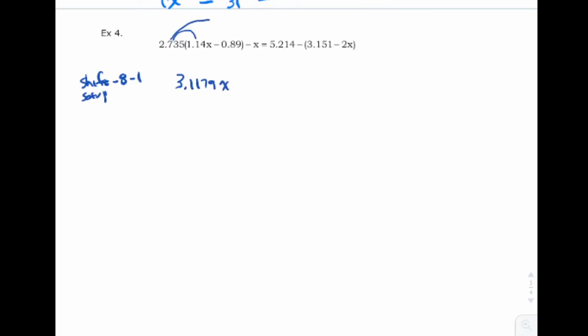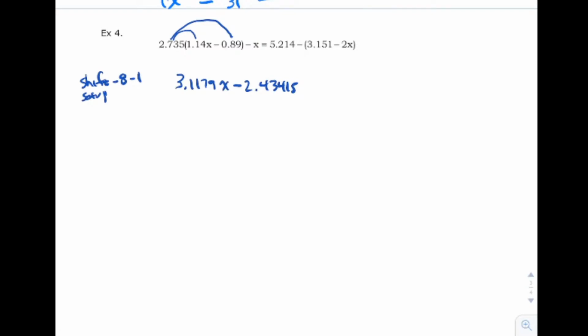Now I multiply this times this. Notice it's a plus times a minus. It's going to be a minus. What have I got? 2.735 times 0.89 equals 2.43415. And I'm just going to carry all my digits for now because I'm trying to maintain an accurate answer.